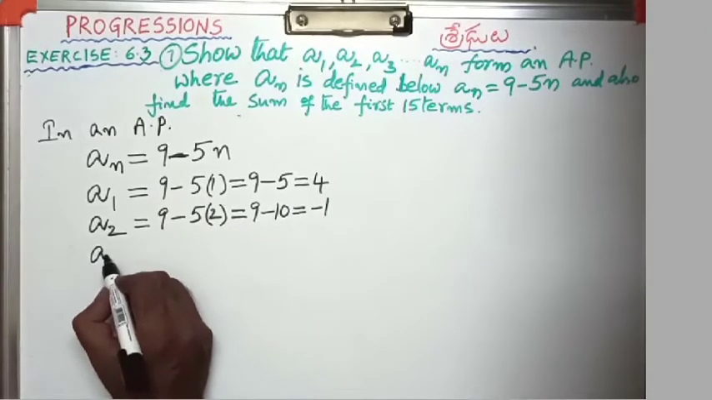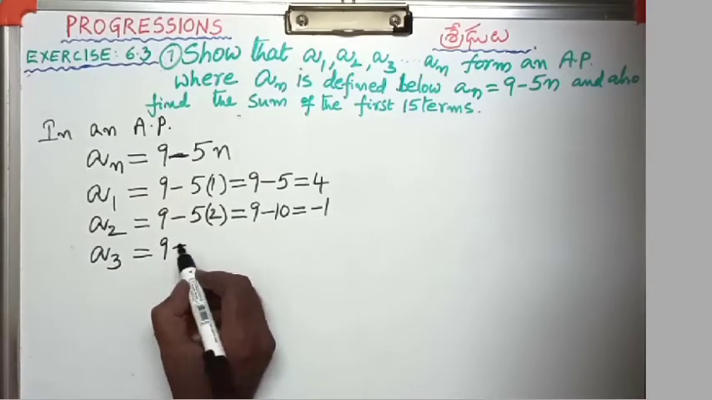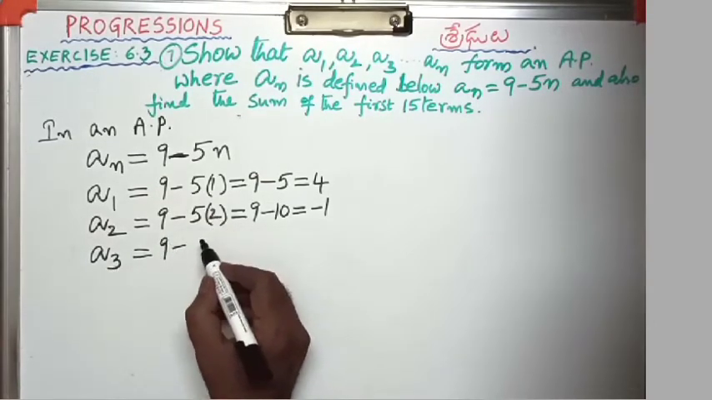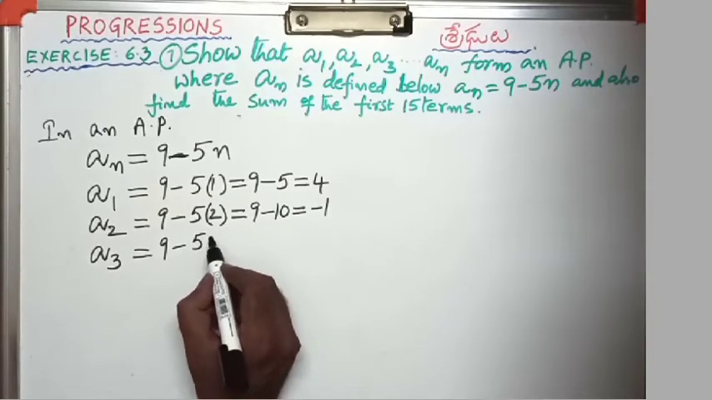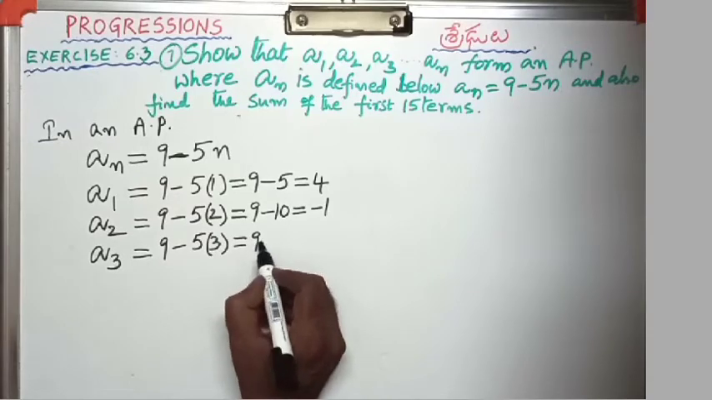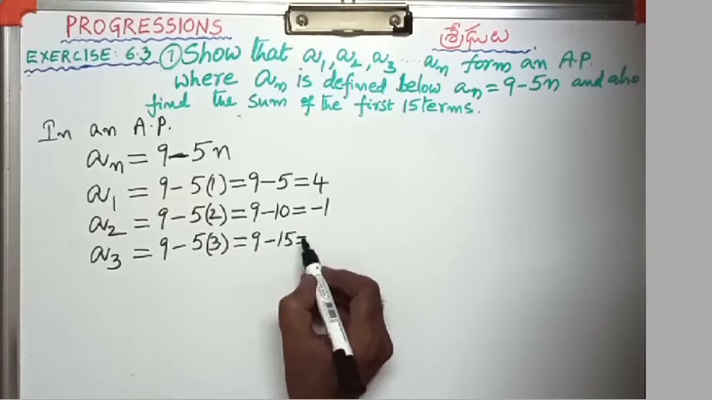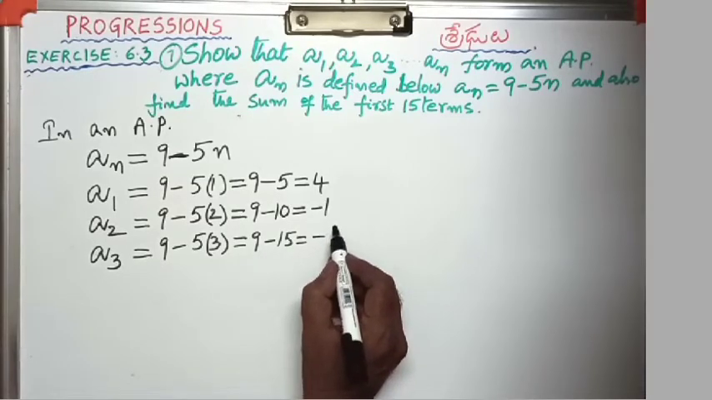And again A3 is equal to 9 minus 5n. Now you substitute 3 in place of n. 5 into 3. That equal to 9 minus 5 3s are 15. That equal to 9 minus 15 is minus 6.